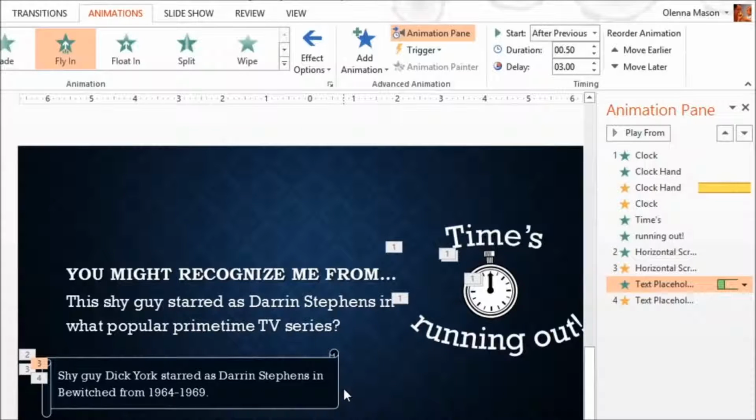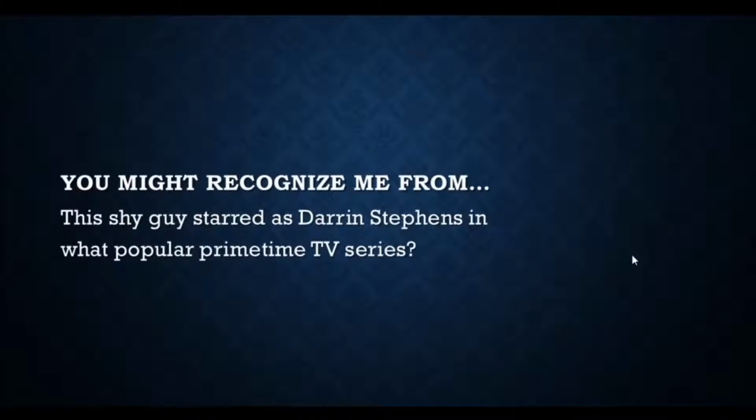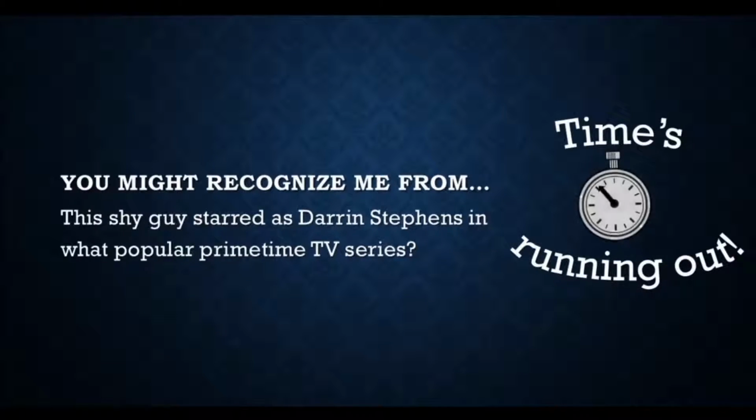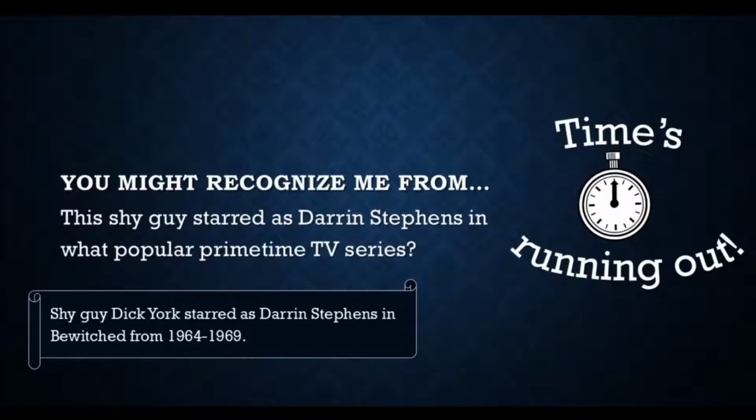Now I'm going to play the slideshow so I can view the finished product. I'll just click the mouse to trigger the first effect. This presentation also includes some other animations I added earlier, like this ticking clock to show the audience how much time they have left to think of the answer. After a few seconds, it will trigger the next effect. And then the next one. And the text will stay on the screen until I click the mouse again.